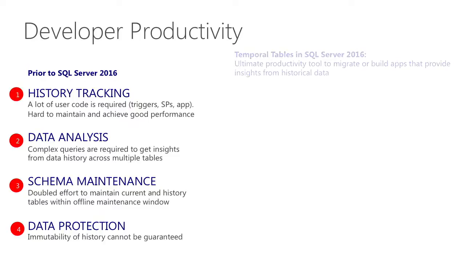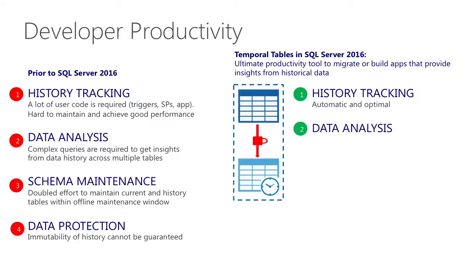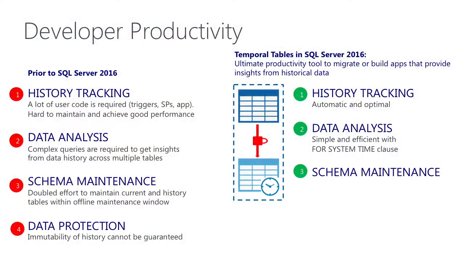With the new temporal tables in SQL Server 2016, this is a very easy process. Temporal tables enable you to have automatic and optimal history tracking. Temporal tables will just take your records and automatically move them into the history part. If you want to do some data analysis, we are adding new simple system clauses in the SQL queries that enable you to go back in time and see how some record looked a year ago or a month ago. Schema maintenance is also very simple.